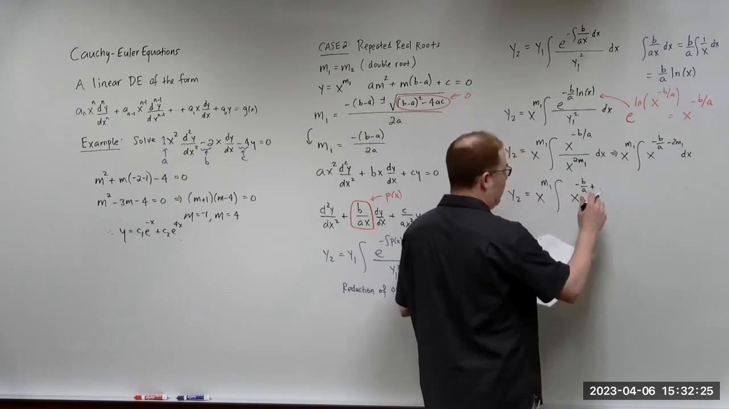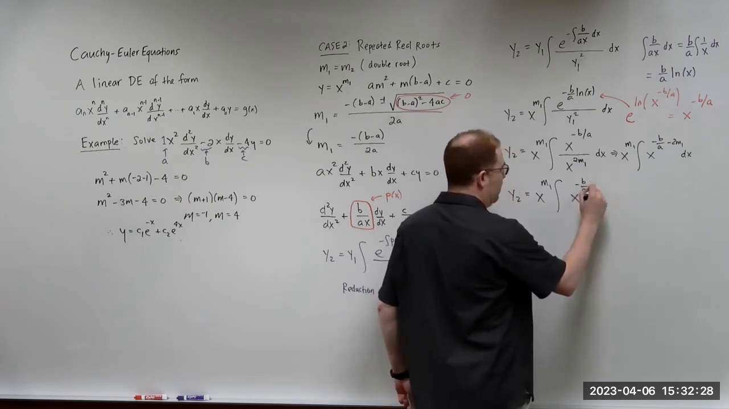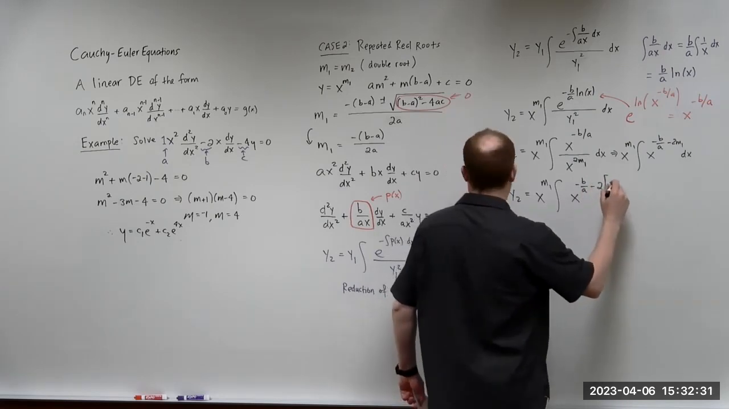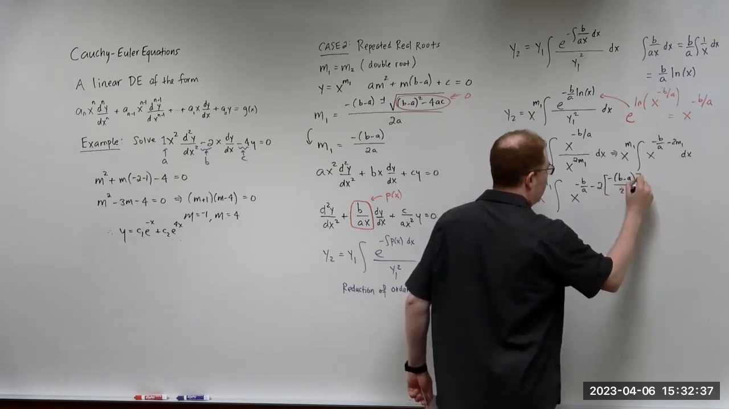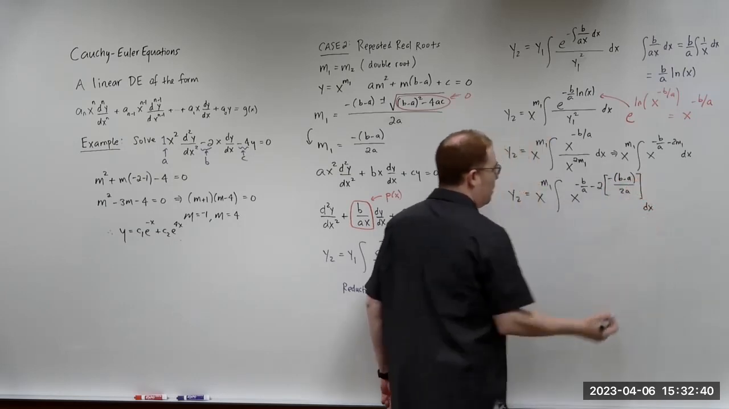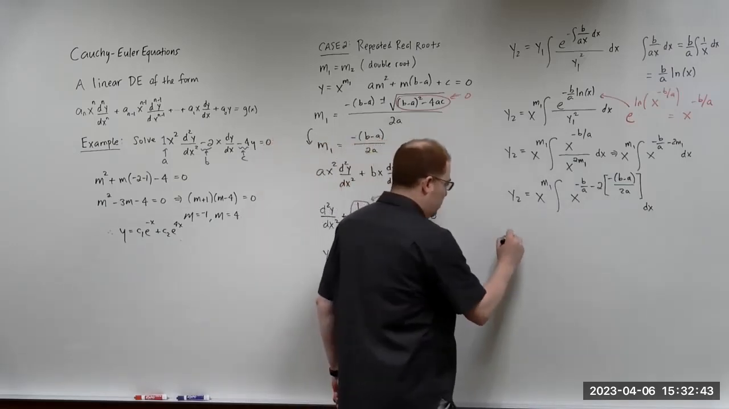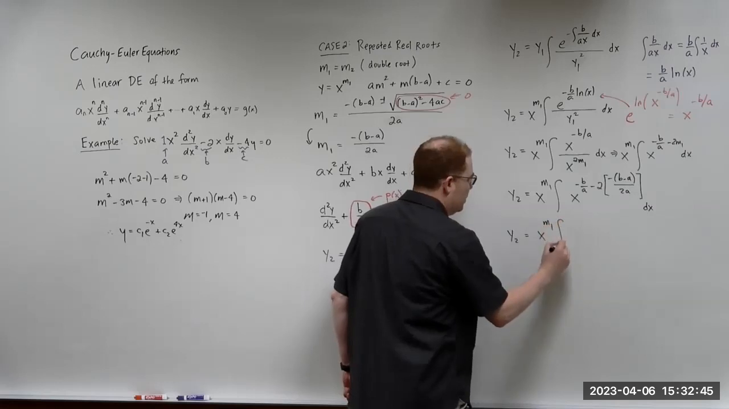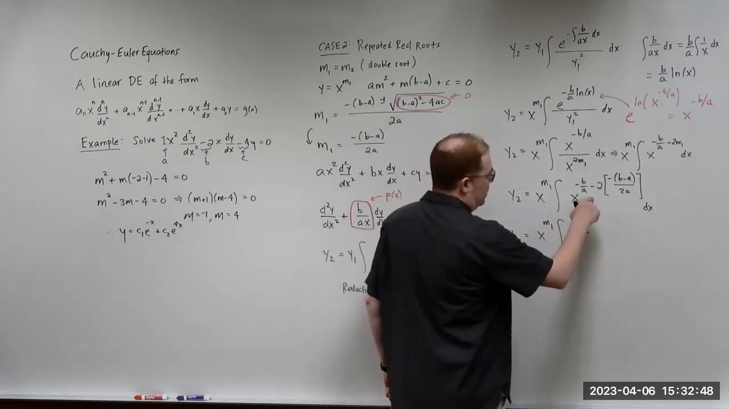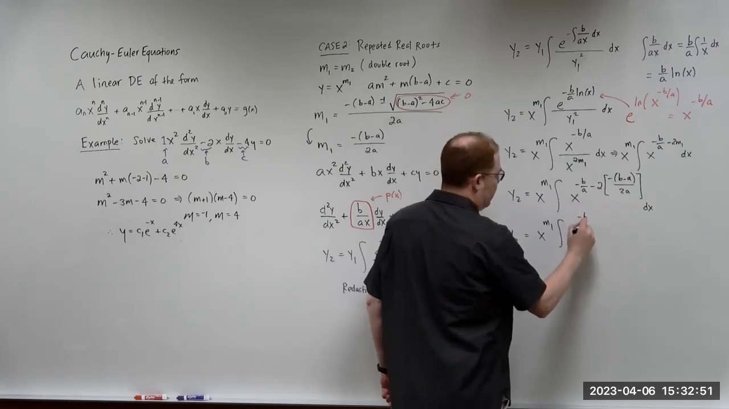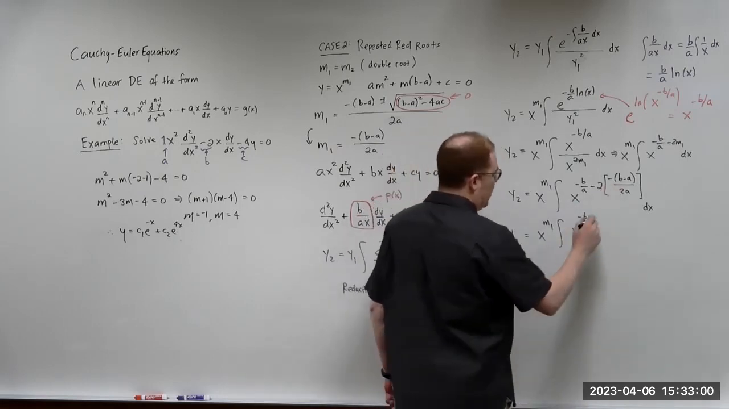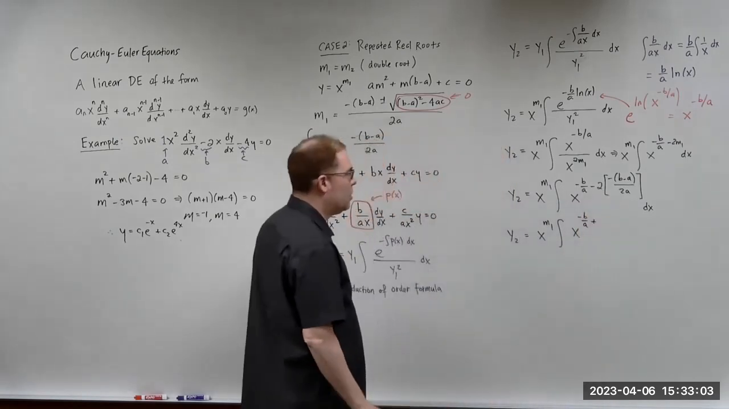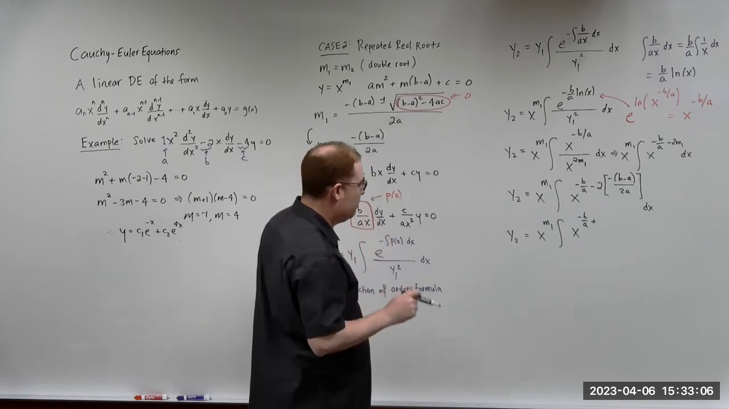Okay. So, in fact, I'll just go ahead and write out that detail. Okay. So this is equal to y2 is equal to x to the m1. Okay, this is going to be, the twos cancel out. So we're left with minus b over a. Okay, and then we have plus b over a.